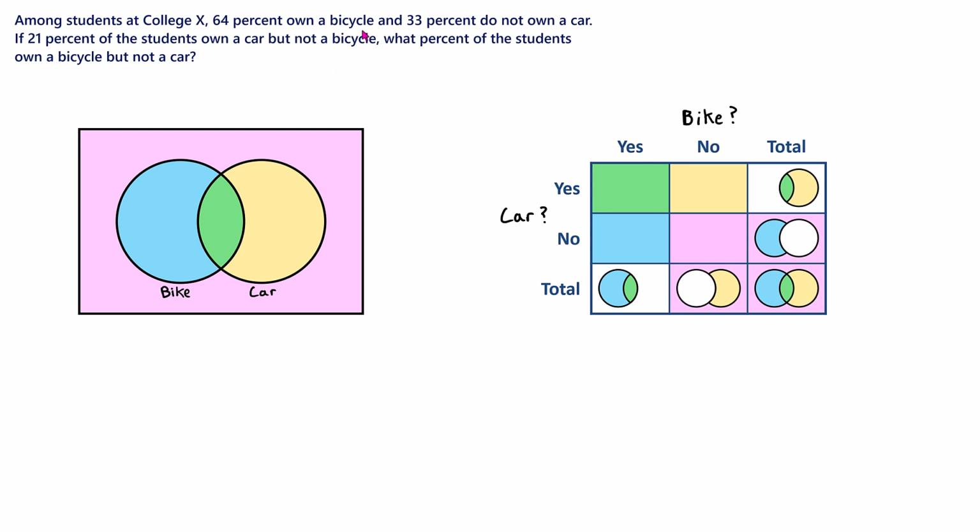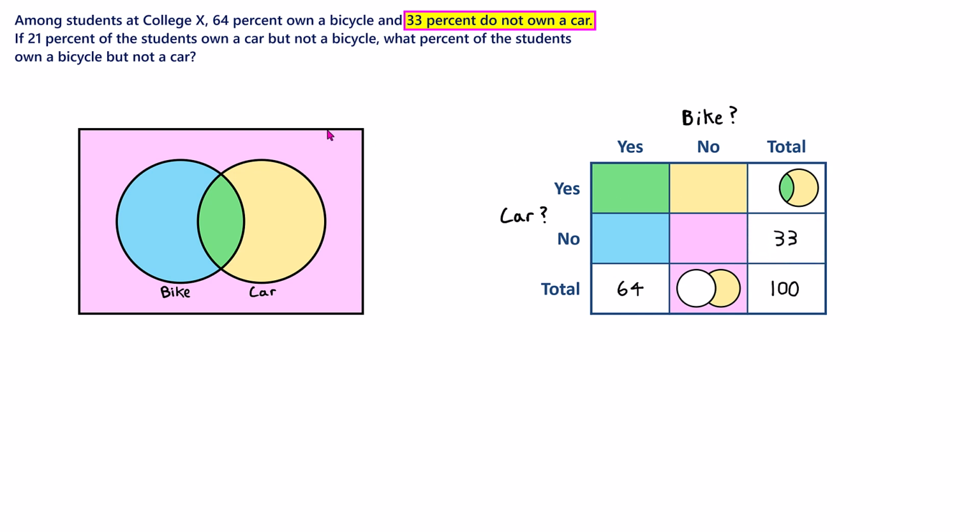Notice that all the figures we're given are percentages of the students at college X. To keep all the numbers consistent, let's call this box the grand total of all the students, 100%. Okay, the next figure we're given is that 64% own a bicycle. This is talking about the total of the bike owners, so let's put it down here. We're also told that 33% do not own a car. This is about the no car total, so let's put the number here.